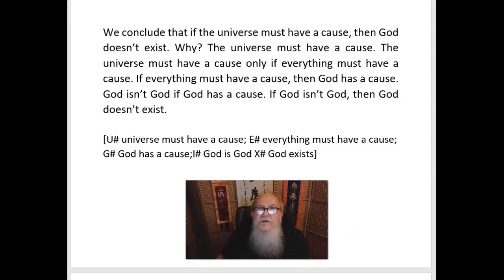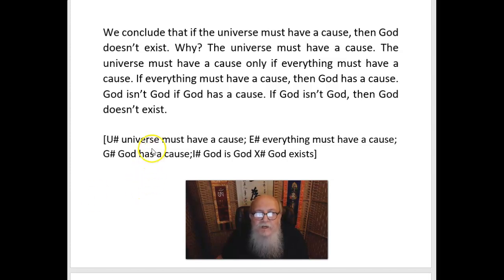And let's consider another argument. We conclude that if the universe must have a cause, then God doesn't exist. Why? The universe must have a cause. The universe must have a cause only if everything must have a cause. If everything must have a cause, then God has a cause. God isn't God if God has a cause. And if God isn't God, then God doesn't exist.